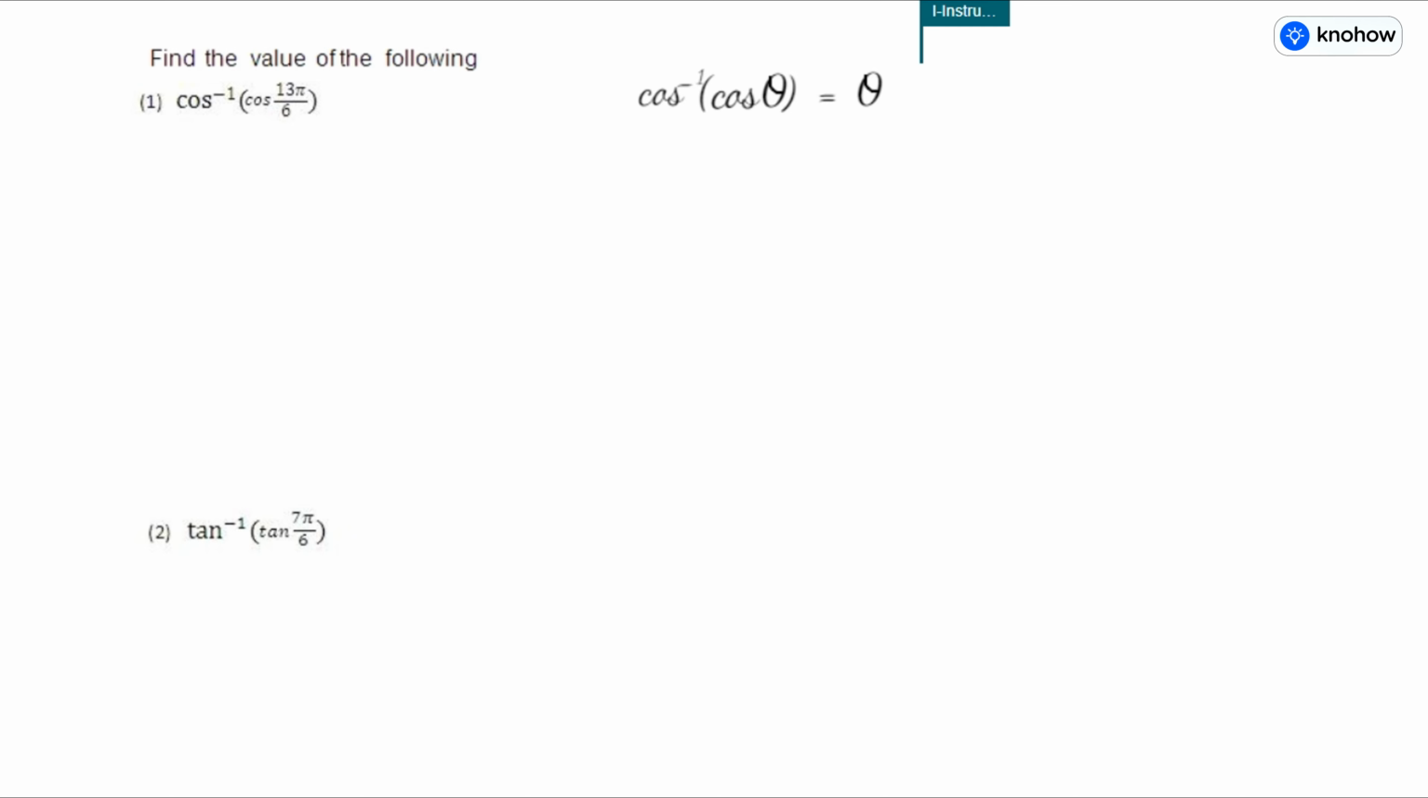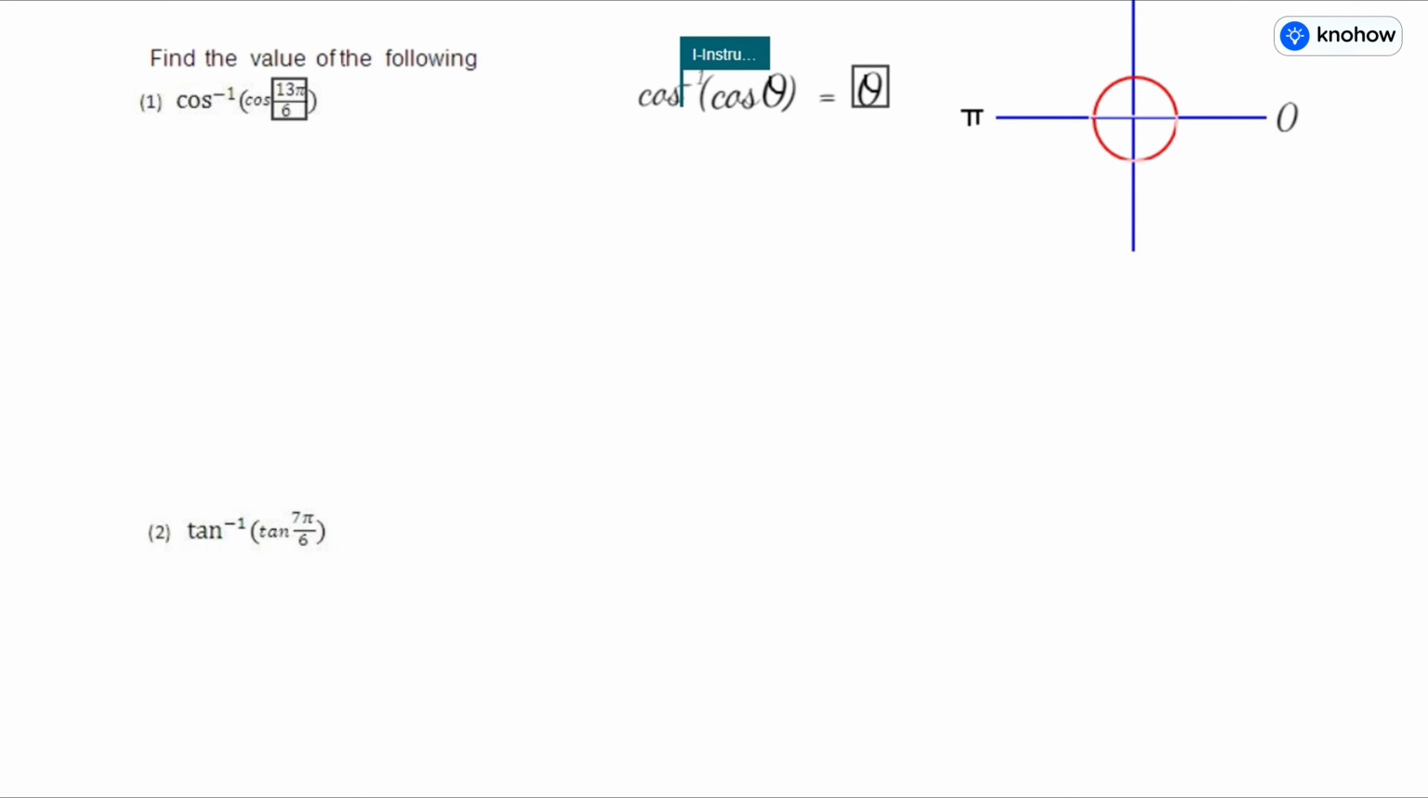That this property is applicable only when theta lies in the principal value branch, of course, of cos inverse x. What is the principal value branch of cos inverse x? It is 0 to pi. So before you apply this property, you just have to check whether the angle involved here, that is 13 pi by 6, lies in the interval 0 to pi or not.